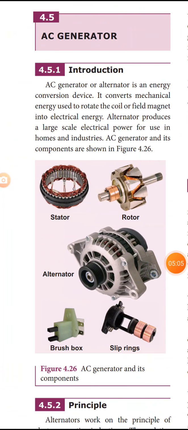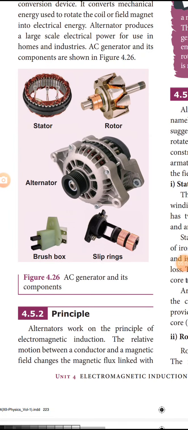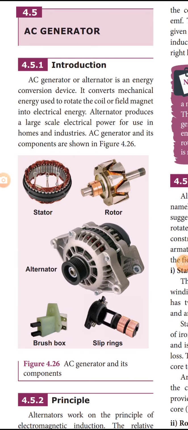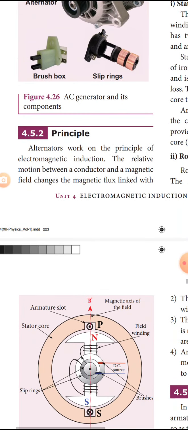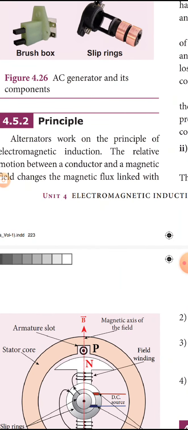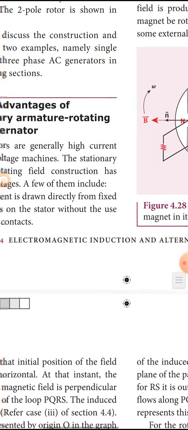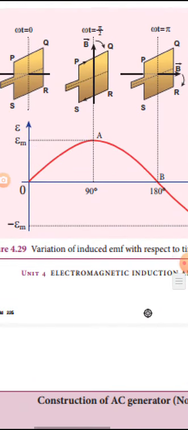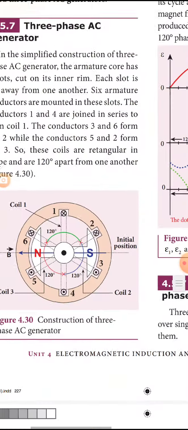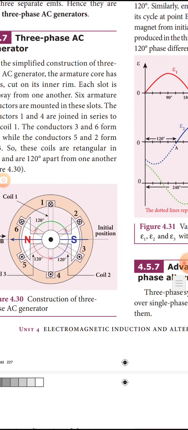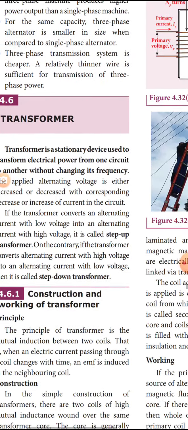Next, AC generator. An EMF is induced using this principle, that is called an AC generator, and here the principle is electromagnetic induction, and the working of the AC generator is given. So these are the diagrams to explain the AC generator. This is a 3-phase AC generator where you get 3 EMFs.